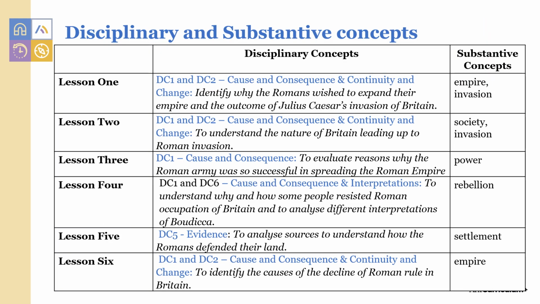Here is the overview of the disciplinary and substantive concepts for this unit, and they can be found in the progression document and in the unit planning guidance, or you can pause the video here to read through them all.